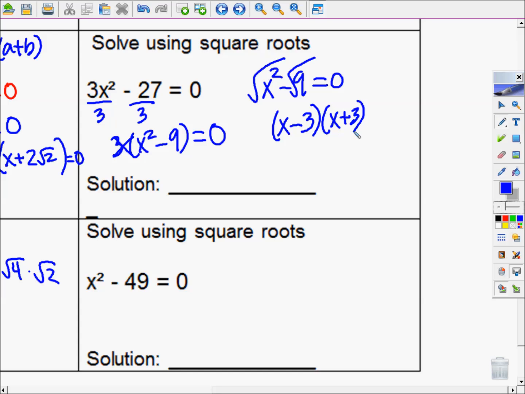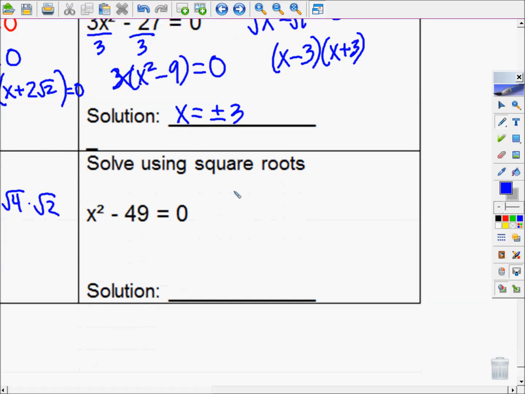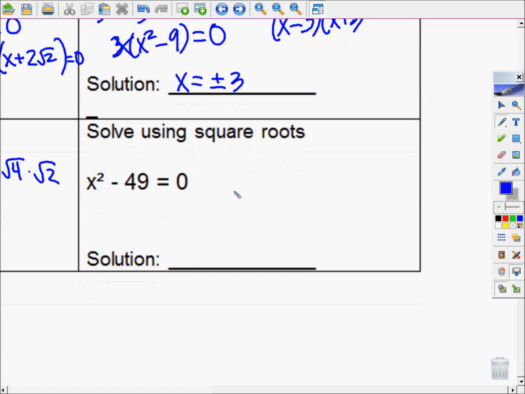So my answer would be what? X equals. There we go. Good job, Brittany. Once you did this one, could you end up doing this one in your head? And what did y'all do for the last one? There you go.